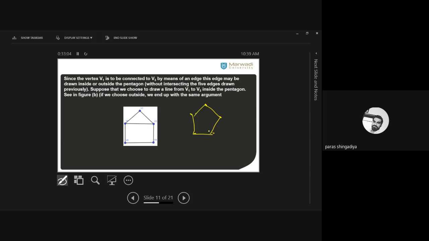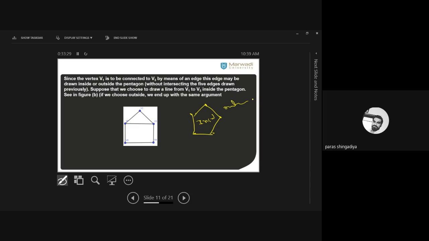There is a pentagon in step 1. That is the inside part and that is the outside. So you can connect V1 and V3. You can connect V1 and V3 from the inside. Otherwise, you can also take the outside of the boundary, outside of the graph. So, inside or outside the pentagon, without intersecting the 5 edges drawn previously.